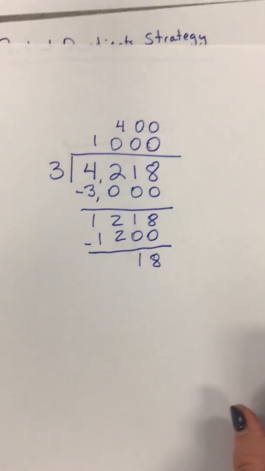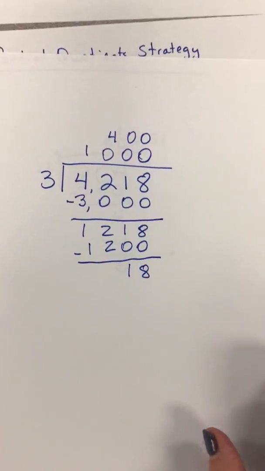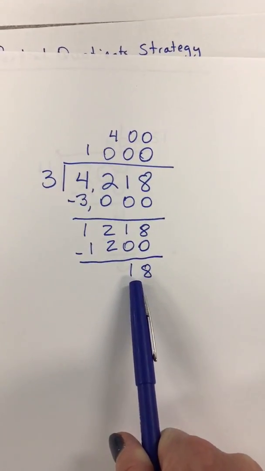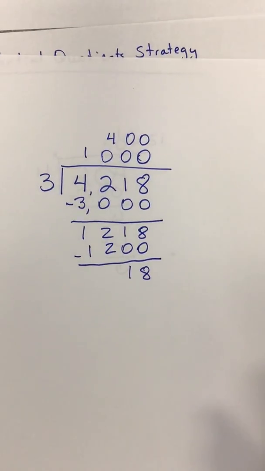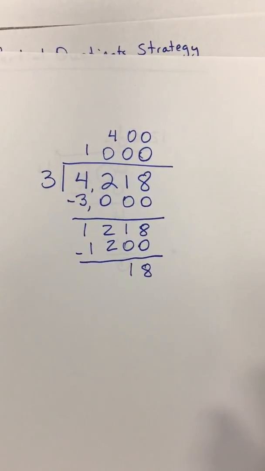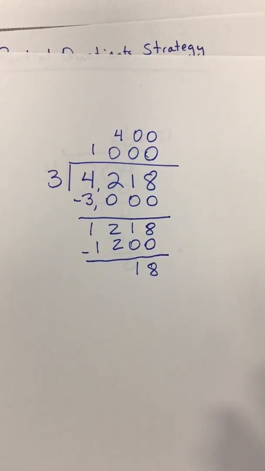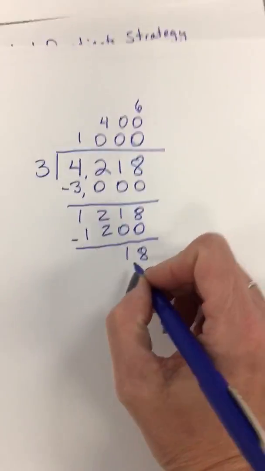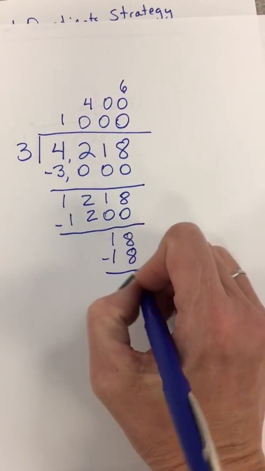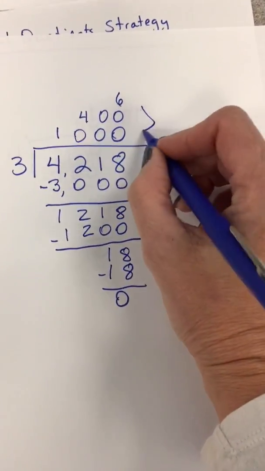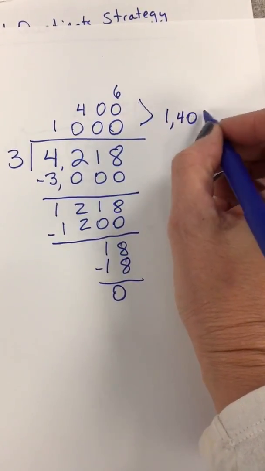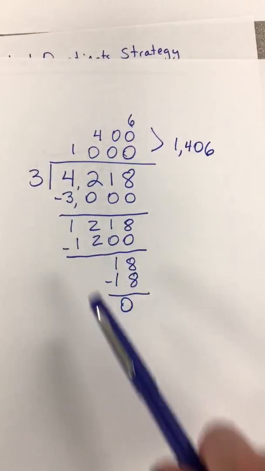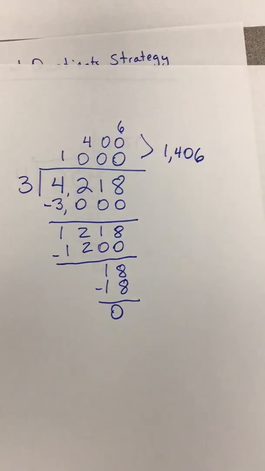Now this is where the partial quotient strategy really is helpful. I don't have enough tens, so I have to unbundle this and make this all ones. We have 18 ones. Well, I know that 6 times 3 is 18, so that means that 18 divided by 3 is 6. So there's the 18 ones all divided out equally for an answer of 1,406.